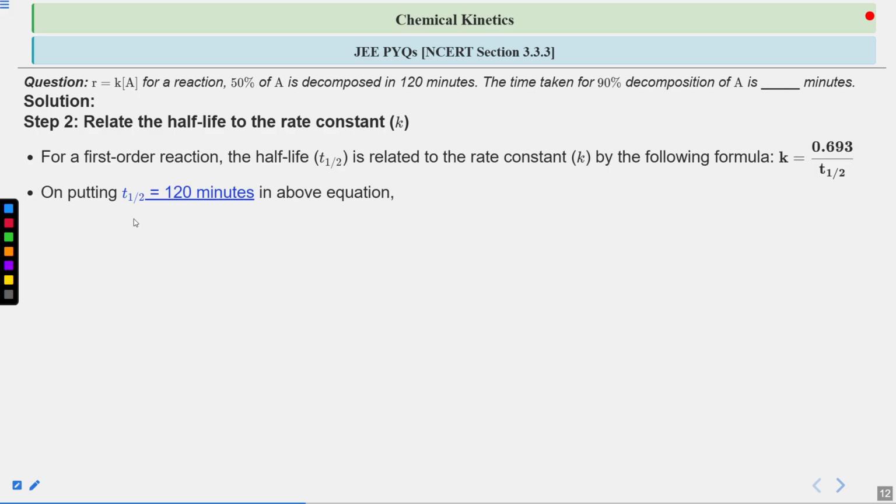Now we know that half-life is already given for A, that is 120 minutes. So we put T half equals 120 minutes in the above equation to get K equals 0.693 upon 120 minutes.